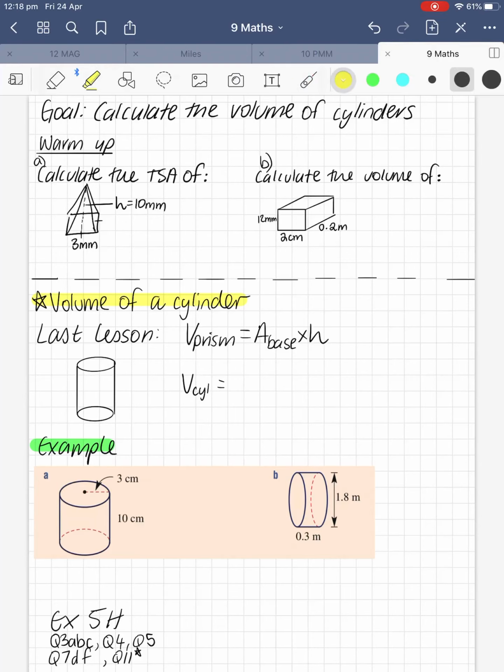Hey everyone, welcome to our second lesson of week 2, where today we're going to calculate the volume of cylinders.